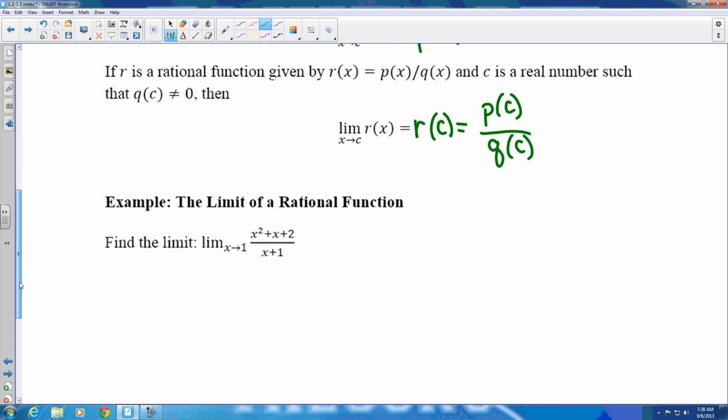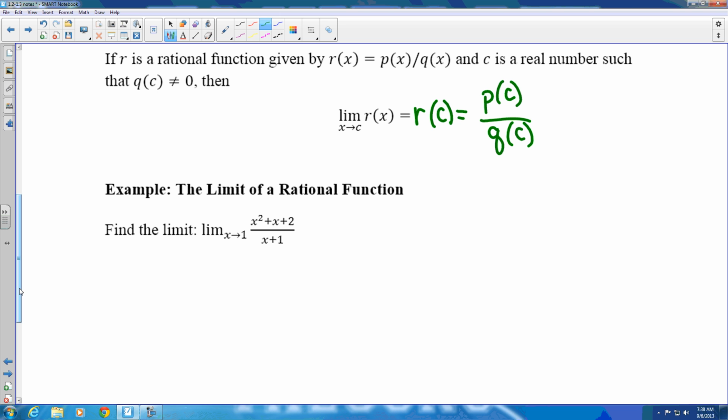Let's try one of those. Plugging in 1. I'm going to plug in 1 everywhere you see an x. So 1 squared plus 1 plus 2, divided by 1 plus 1. The top gives us 1 squared, which is 1, plus 1 plus 2 is 4, divided by 2. Our limit is 2.